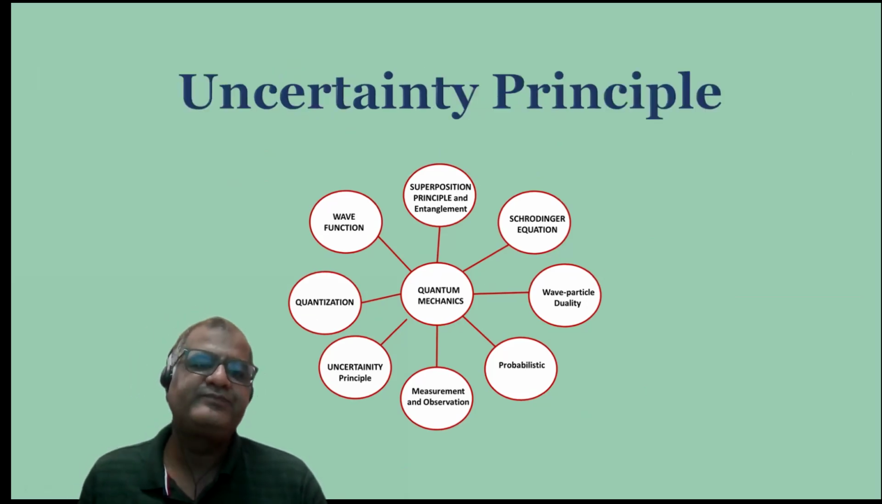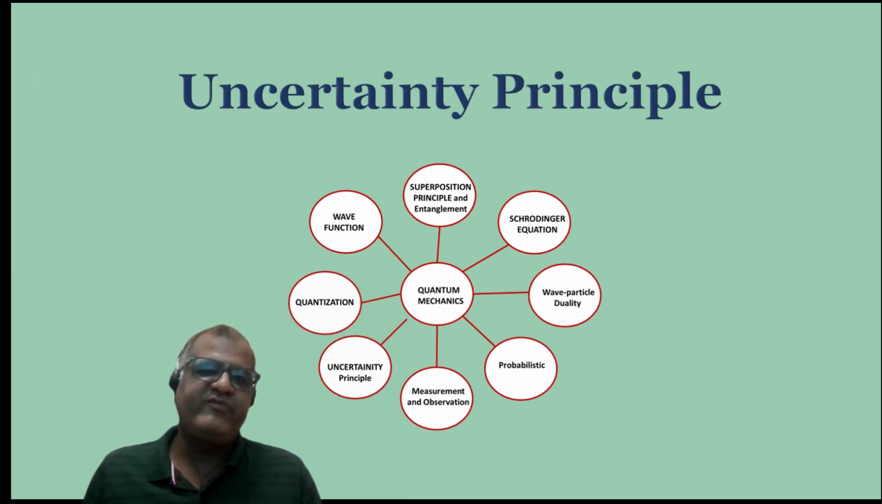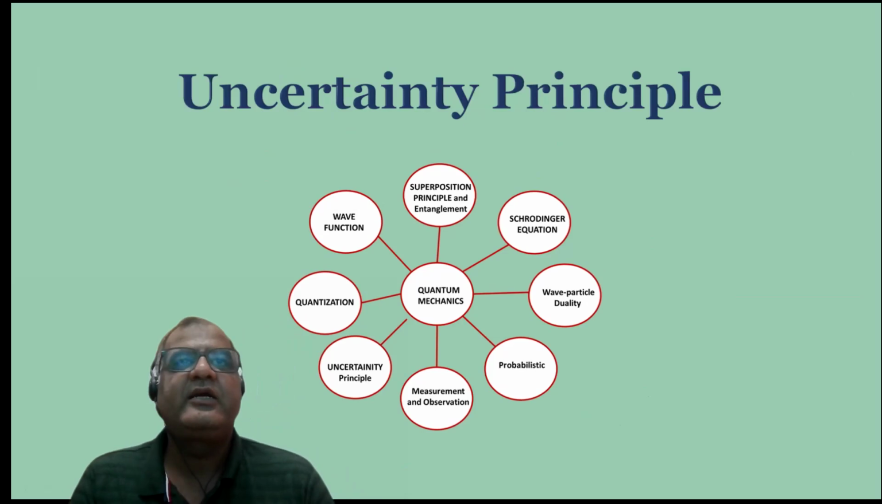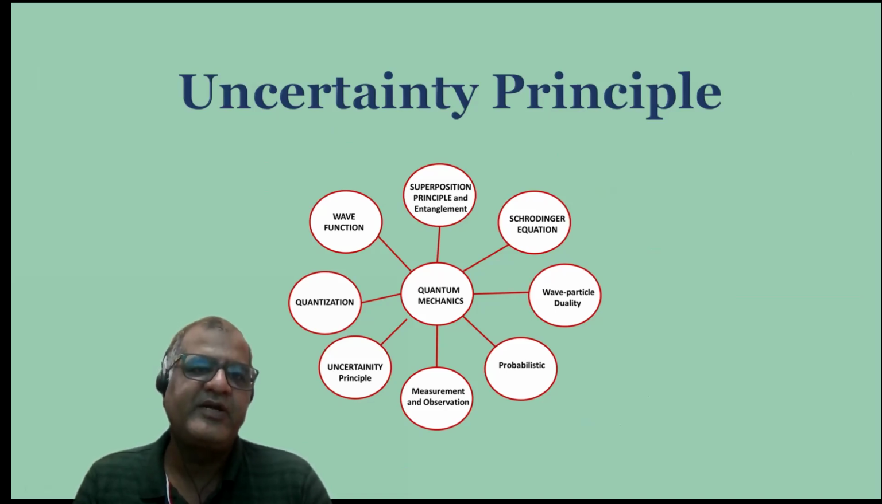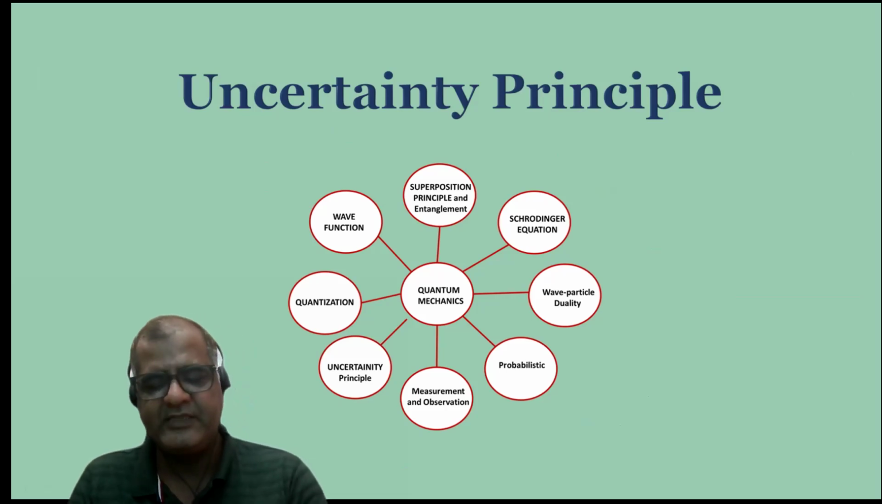Similarly, the uncertainty principle. Physical observables like momentum and position in classical mechanics can be accurately measured simultaneously, while the uncertainty principle says that canonical quantities like position and momentum, energy and time, cannot be measured simultaneously with high accuracy. So if you try to achieve accuracy in one quantity, the other will be less precise. That is a limitation in measurement in quantum mechanics.